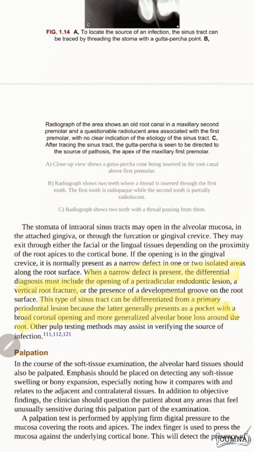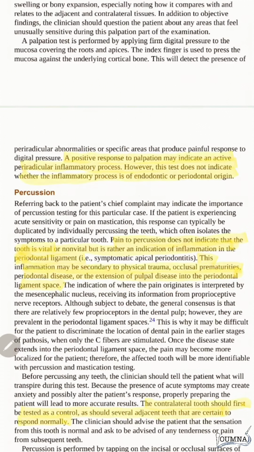What is the differential diagnosis between periodontal lesion pocket and a root fracture pocket? A root fracture pocket is usually a narrow, isolated, deep pocket around the tooth with a J-shaped radiolucency. As for the primary periodontal lesion, it is usually a pocket that is large coronally, and the alveolar bone loss around the root is huge.